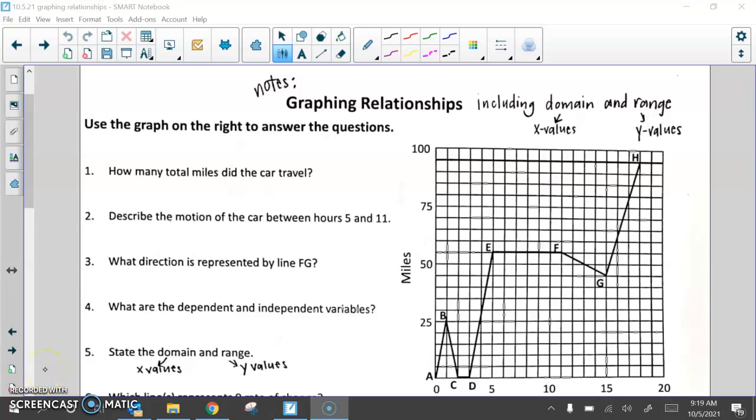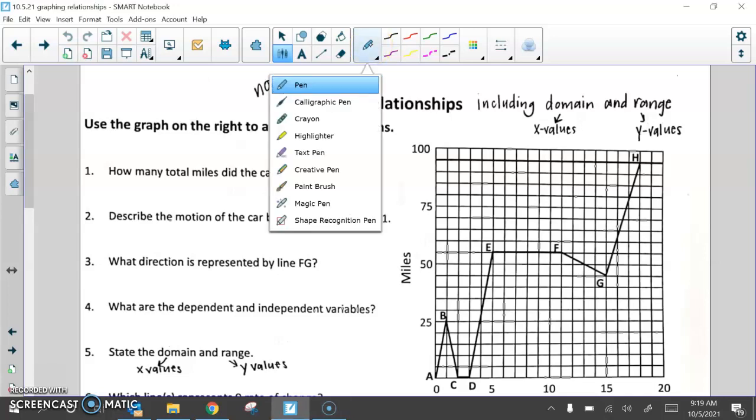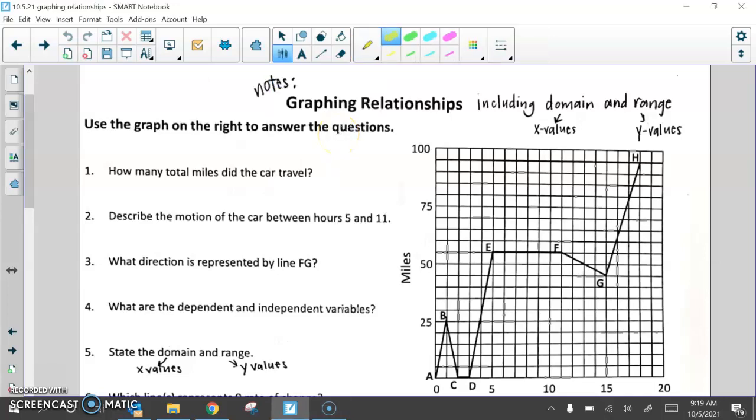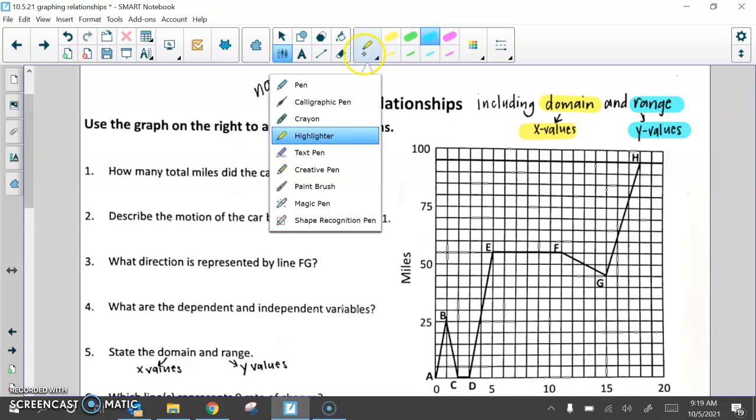Hey guys, so today we'll be learning about graphing relationships, and we're also going to include domain and range. Remember that the domain is the x values and that the range is the y values. So that's something you're going to use all throughout math and almost every math class you take now.